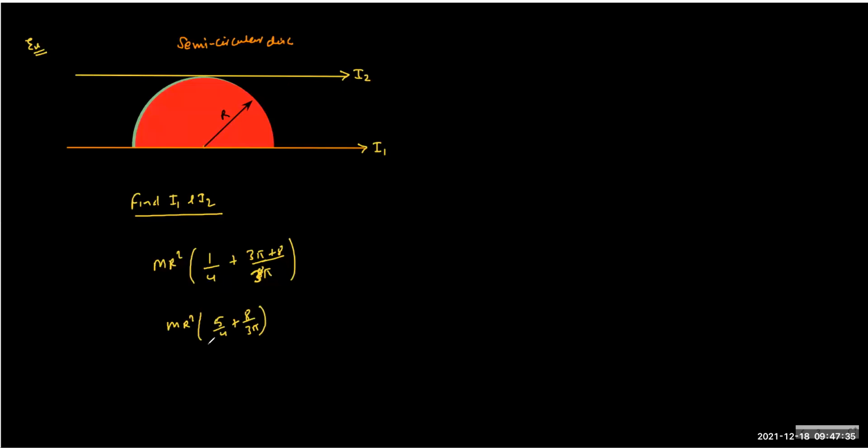Okay. So this is the value of I2, right? Yes, I2. And what is I1? I1 is mr square by 4. Correct. So for I2, it's pretty straightforward. So we know the center mass. If I say this is the center mass, this is how much? 4 by 3 pi. Yes, 4r by 3 pi.